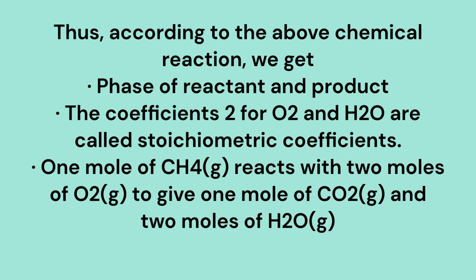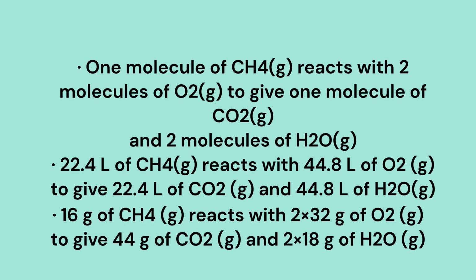Thus, according to the above chemical reaction, we get the phase of reactants and products. The coefficients 2 for O2 and H2O are called stoichiometric coefficients. 1 mole of CH4(g) reacts with 2 moles of O2(g) to give 1 mole of CO2(g) and 2 moles of H2O(g). 1 molecule of CH4(g) reacts with 2 molecules of O2(g) to give 1 molecule of CO2(g) and 2 molecules of H2O(g).